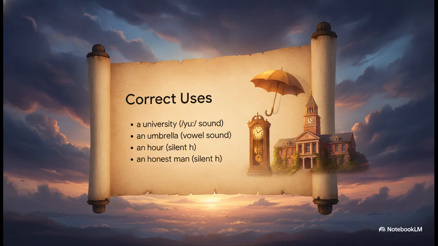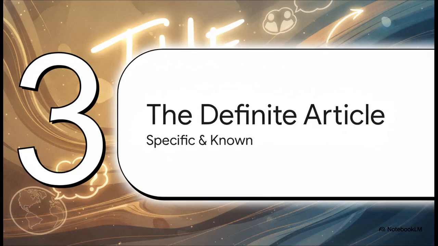See? It's so simple once you hear it, and it's the exact same deal with silent letters. Take an hour or an honest man. The H is totally silent, so the very first sound your mouth makes is a vowel. Since you're making a vowel sound, an is the only choice that feels right. Let's jump to Section 3, the definite article, the.